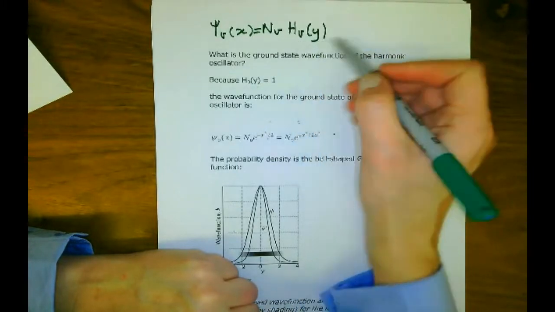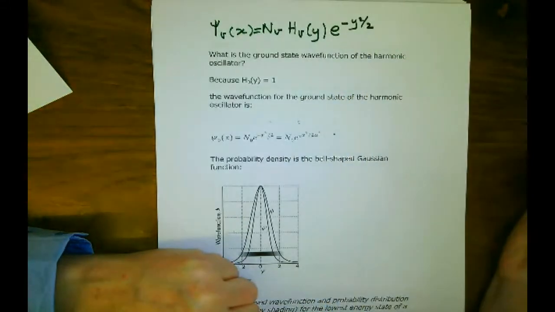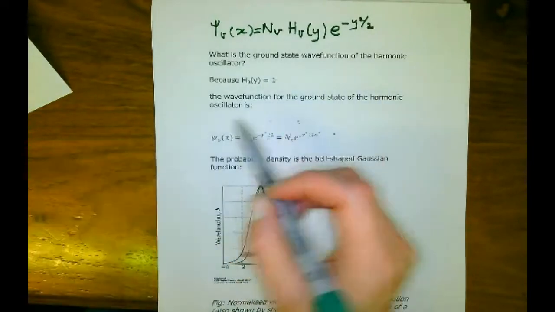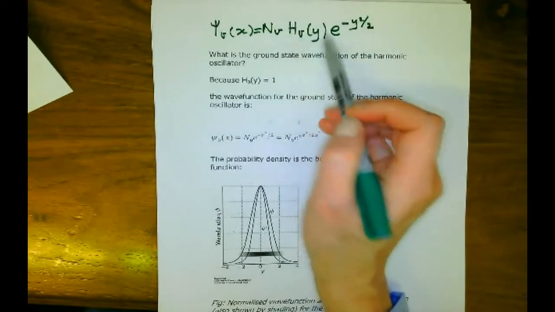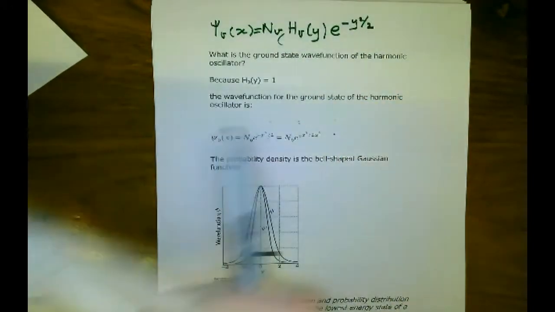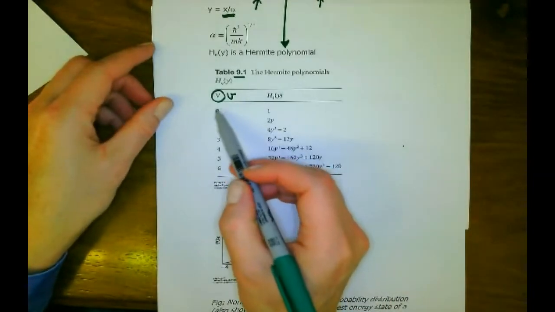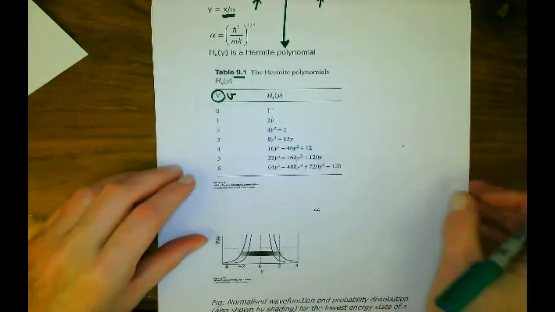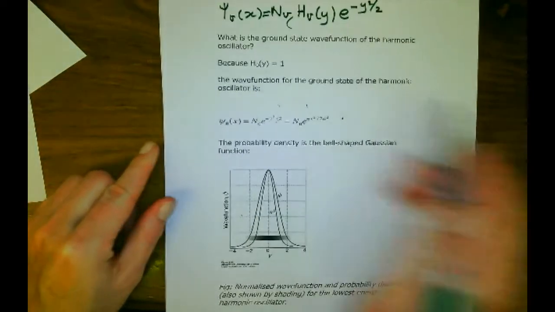The Hermite polynomial and the Gaussian function. So now we can ask the question, what is the ground state wave function of the harmonic oscillator? So we have the normalization constant, we have the Gaussian function. What we need to get is the Hermite polynomial, and if you go back to the table for the ground state, which would be the lowest quantum number, the Hermite polynomial is just equal to 1. So the Hermite polynomial is equal to 1.